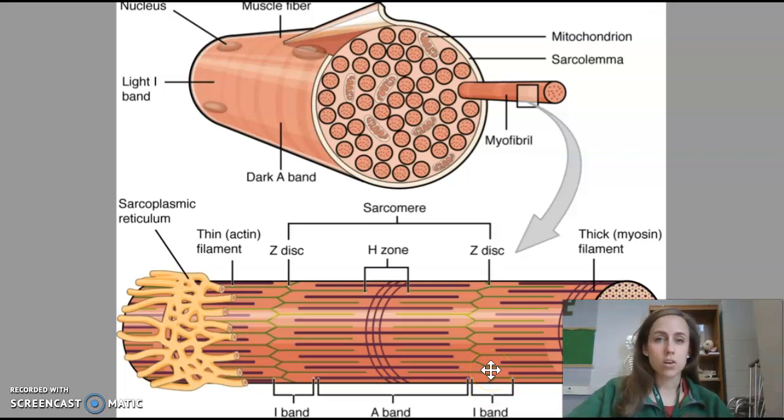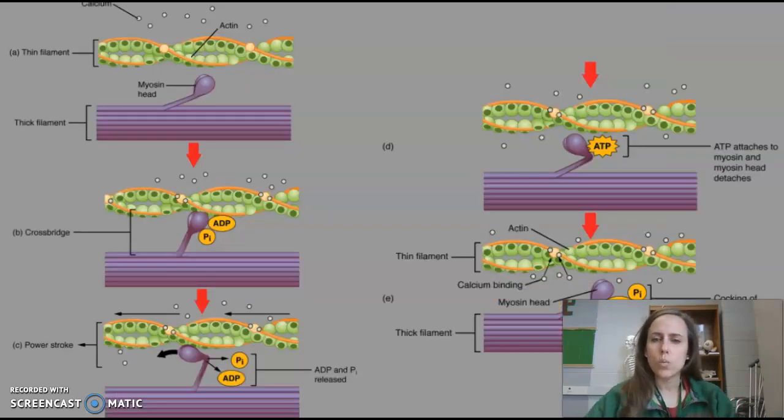So the parts of a sarcomere that we need to be aware of for this class are myosin and actin. Myosin on this picture is shown by the horizontal purple line, and actin is showcased by the horizontal green line. So what we need to know is in order for that sarcomere to shorten or for the muscle to contract, we need myosin to bind to actin and move it, and that's what actually causes the muscle contraction.